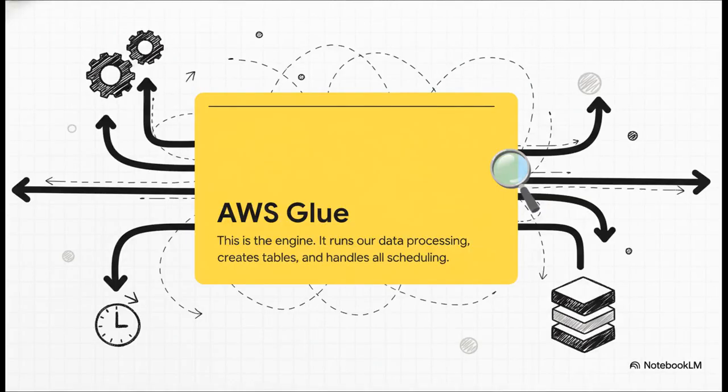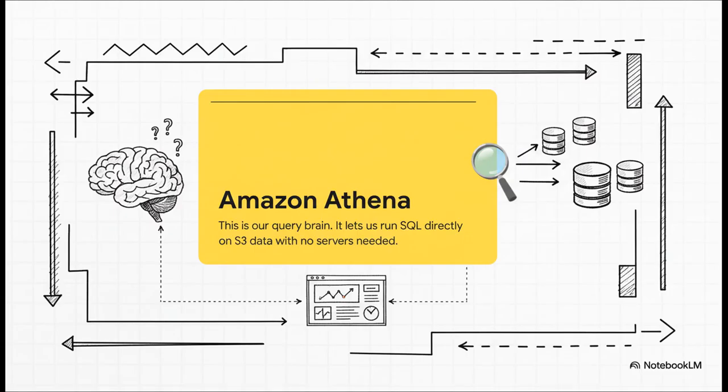Next, of course, is AWS Glue itself. Like we said, this is the core engine. It's doing all the heavy lifting, processing the data, and getting everything organized. Now, this next piece is really clever. It's called Amazon Athena, and it's our query brain. It lets our dashboard ask questions of the data in S3 using standard SQL. This is a total game changer because it means we don't have to set up and manage a whole separate database. It's just incredibly fast, super efficient, and way more cost-effective.